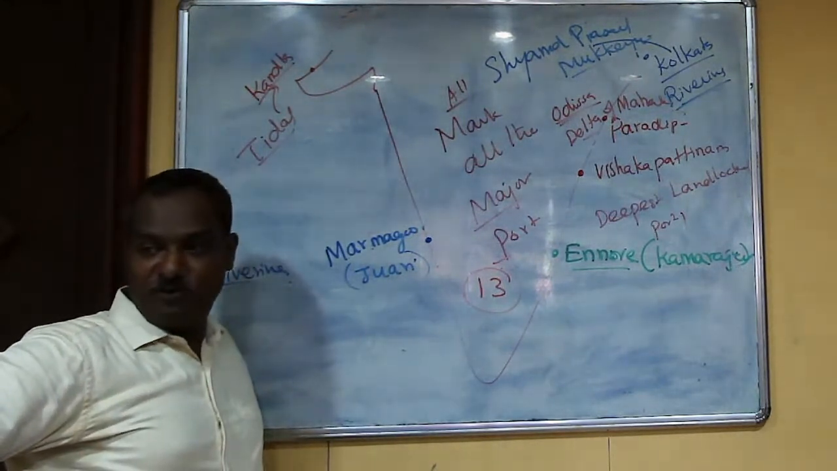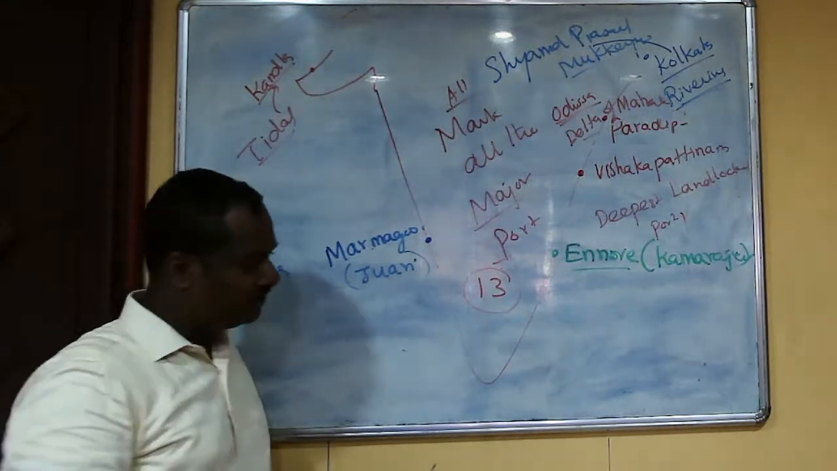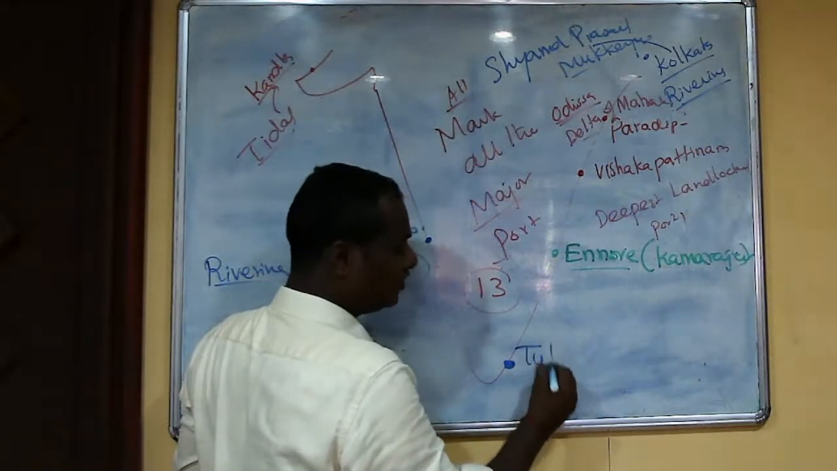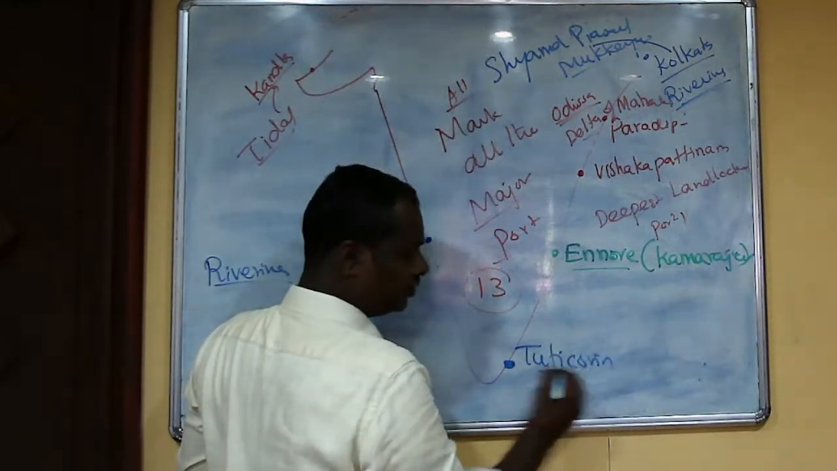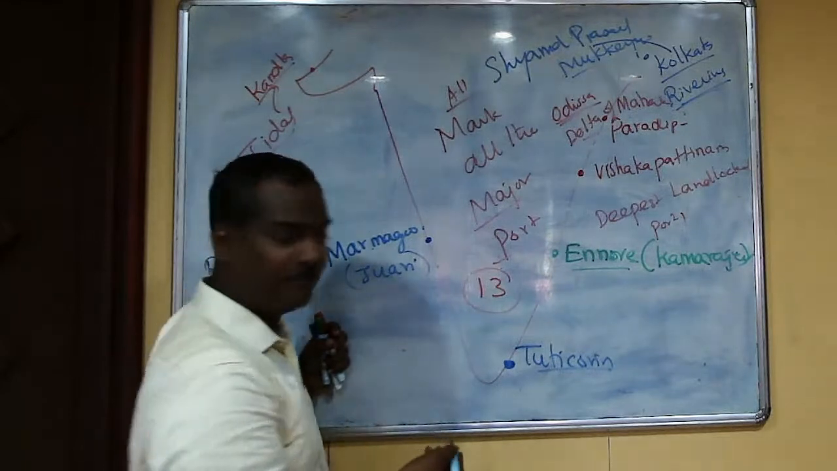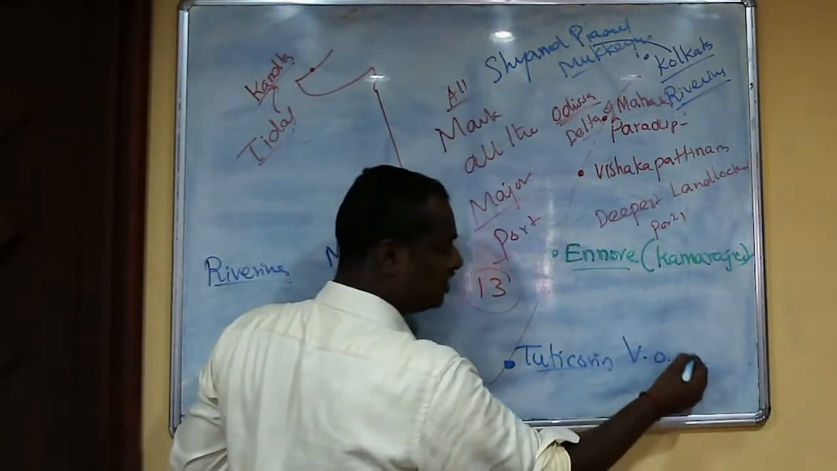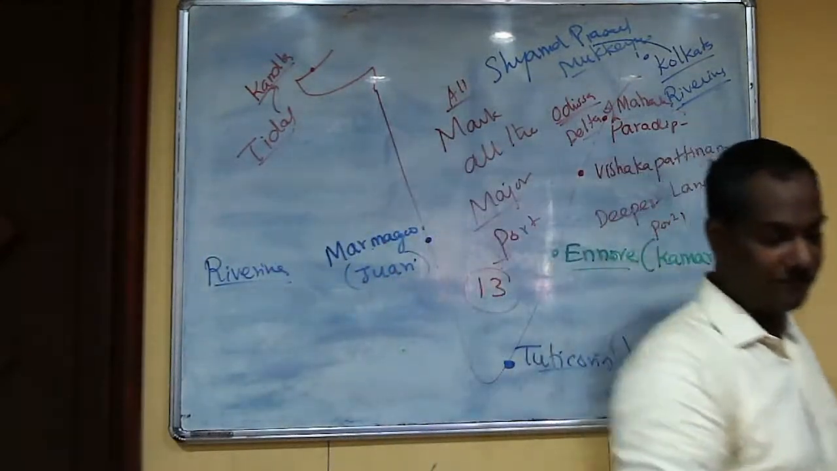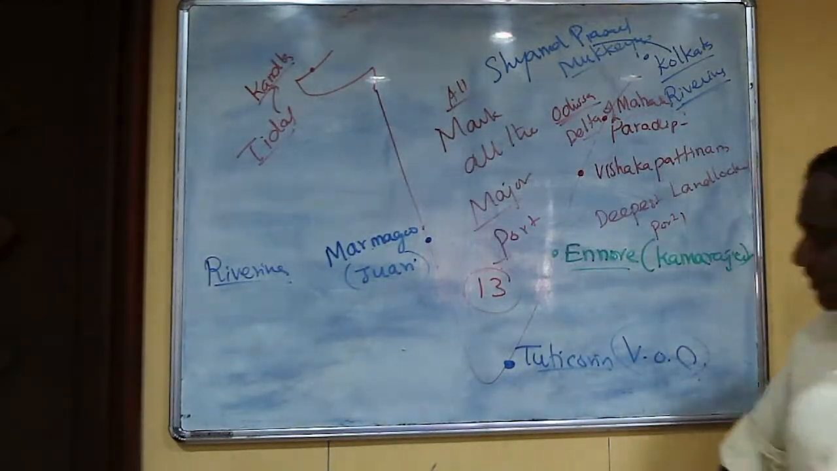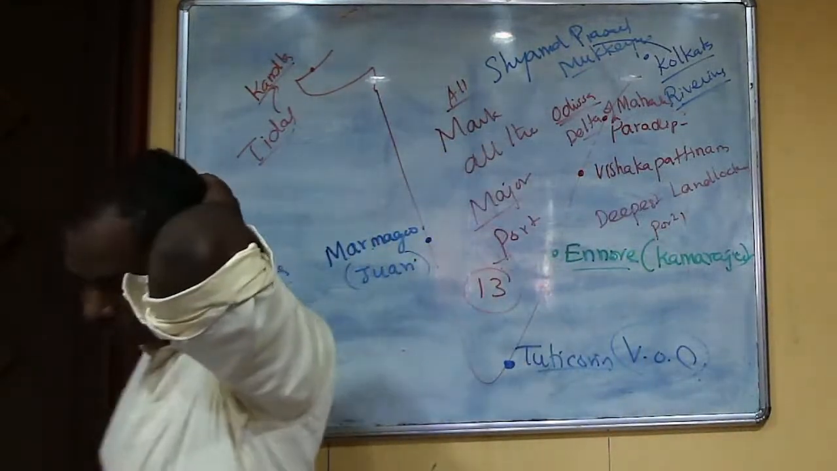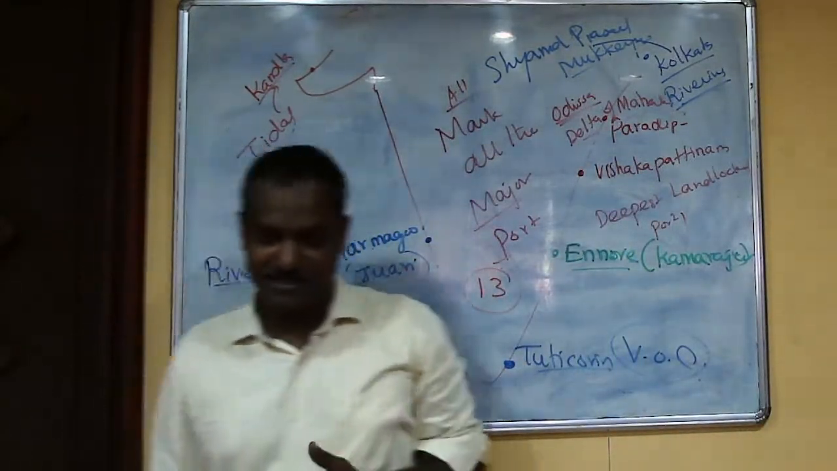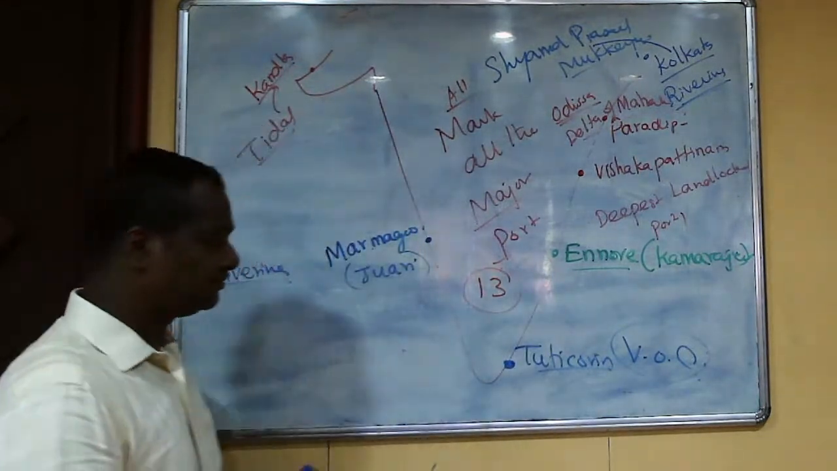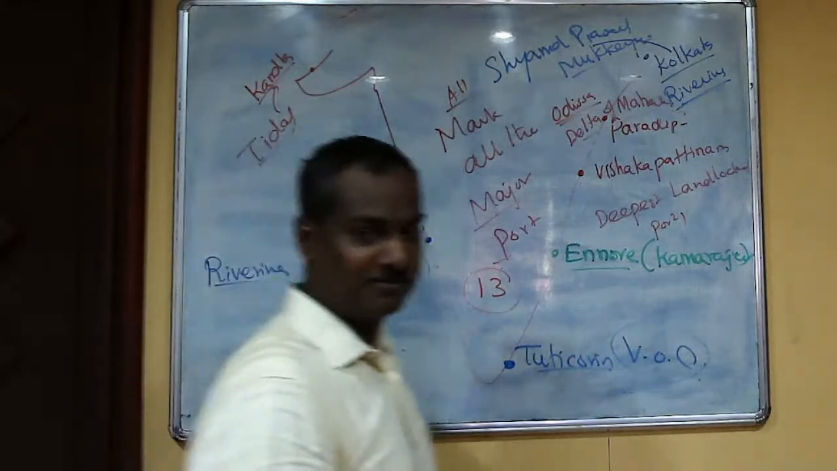V.O. Chidambaram Pillai port, Tuticorin. At the fag end of South India, we have a port called Tuticorin, or Thoothukudi. It is known as V.O. Chidambaram Pillai port, or VOC. Pillai is a caste name. Okay, then Deen Dayal port.